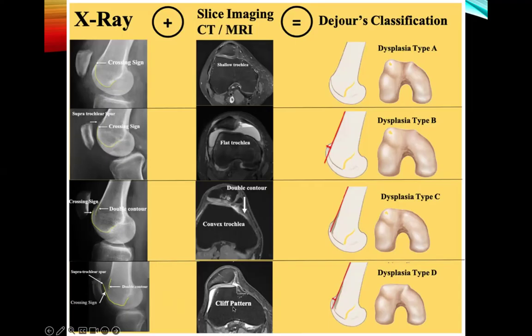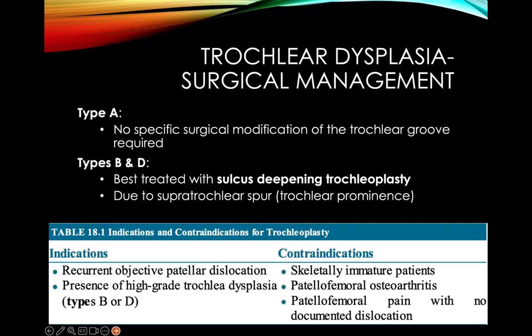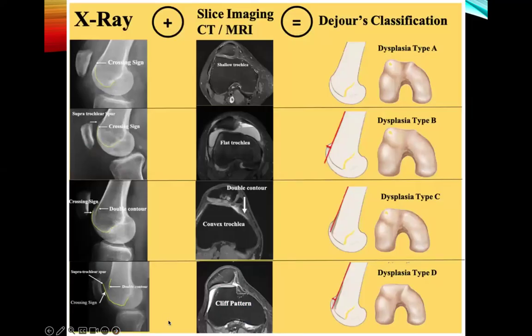We classify the type of trochlear dysplasia, and then type A generally does not require any surgical modification of the trochlear groove. Types B and C are best treated with sulcus deepening, Lyon sulcus deepening trochleoplasty because of the presence of this prominent supratrochlear spur.